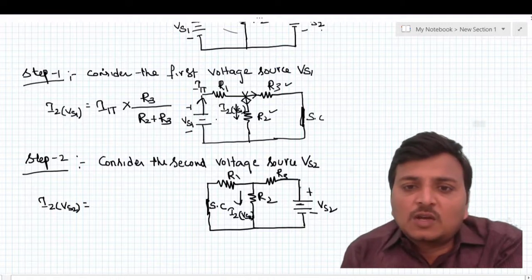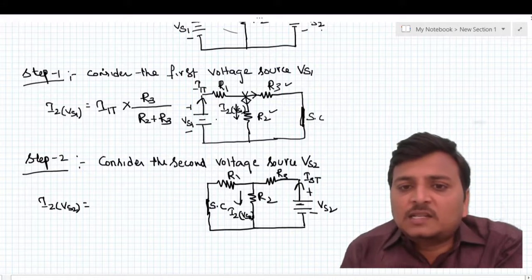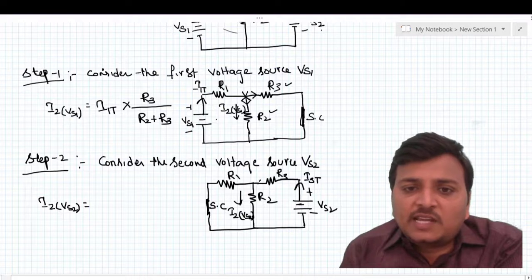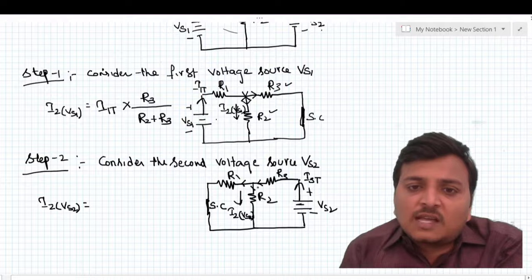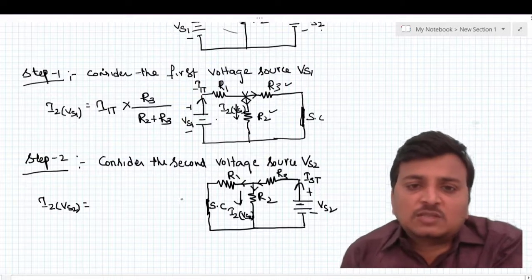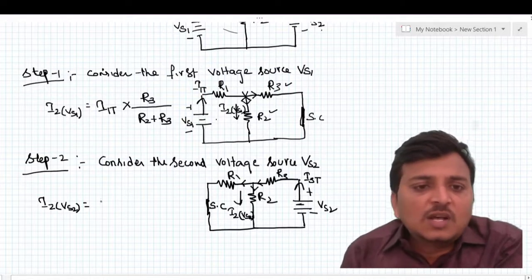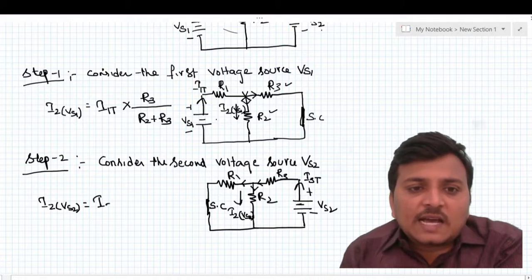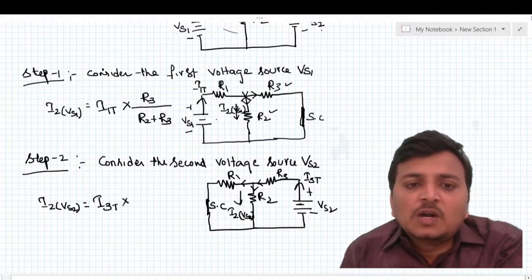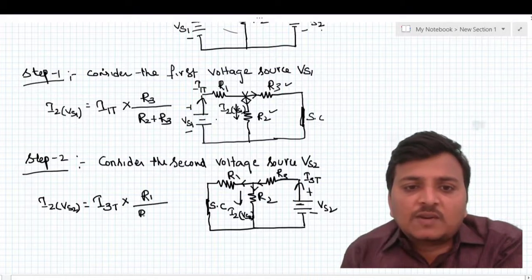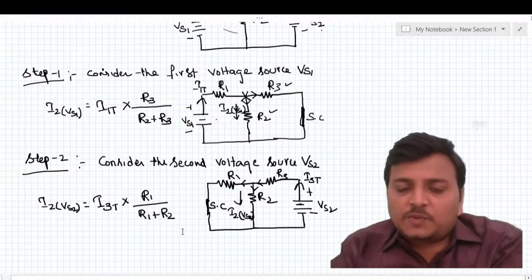Let us consider the total current drawn from the voltage source VS2 as I3T. The total current is split into two parts. One part is going to the resistor R1 and the other part is the current I2 due to VS2. Again we apply the current division rule. The total current is I3T times the opposite resistance R1, divided by the total resistance R1 plus R2. So this is step 2 of applying the superposition theorem.